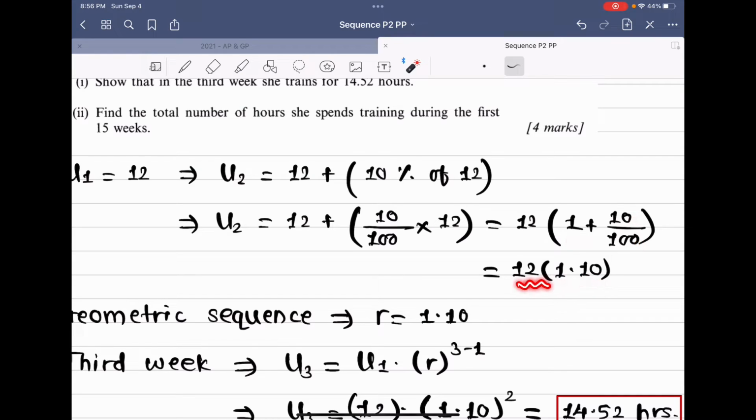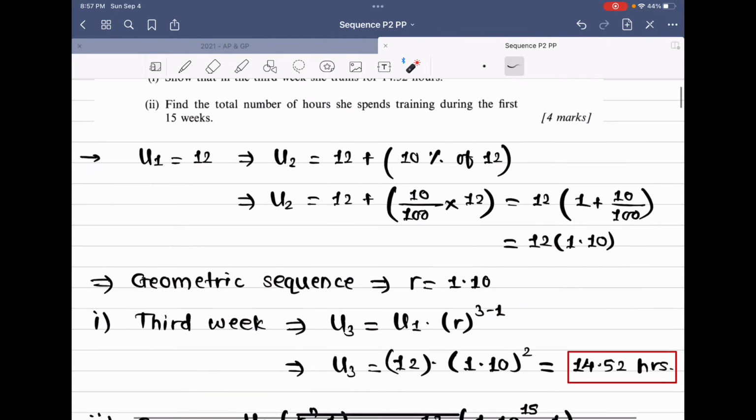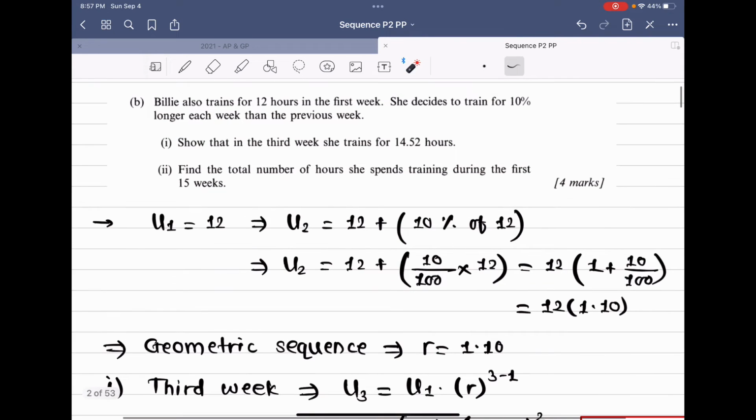So my second week training session is 12 times 1.10. Clearly this is not an arithmetic progression. One hint is, whenever they say 10% or n% of the previous week, it is always a geometric progression. If it is 10%, blindly write down 1.10. If it is 7%, write down 1.07. If it is 14%, write down 1.14. Right now it's 10%, so 1.10.